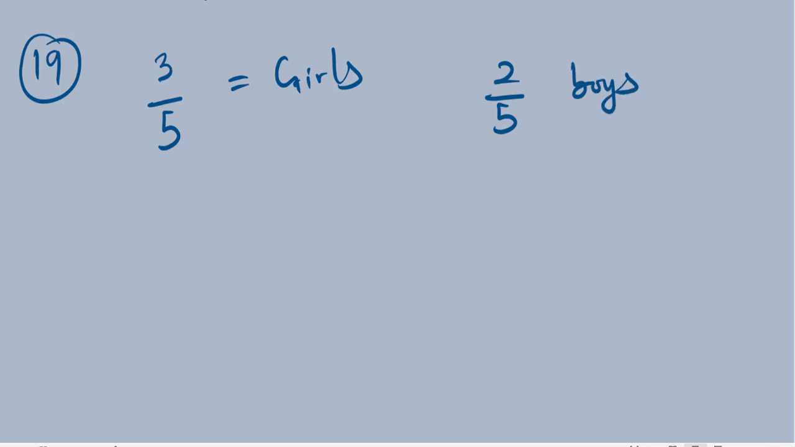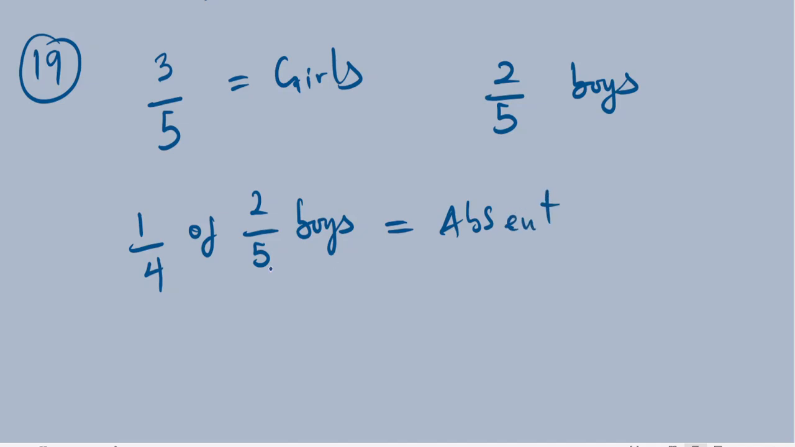In the class, 3 over 5 of the pupils were girls. So in the whole class, 3 over 5 were girls, meaning that 2 over 5 will be boys. Settled. Now they said 1 over 4 of the boys in the class were absent. So 1 over 4 of 2 over 5 of the boys were absent. So what is 1 over 4 of 2 over 5?